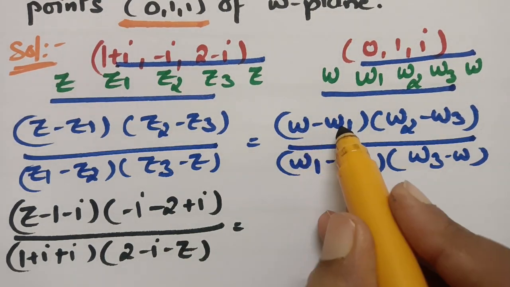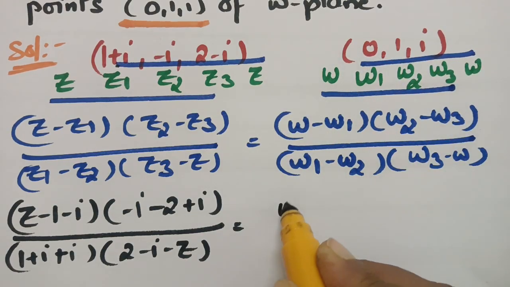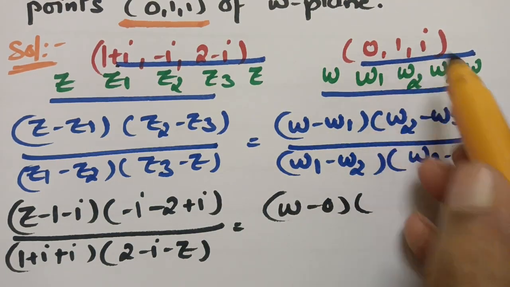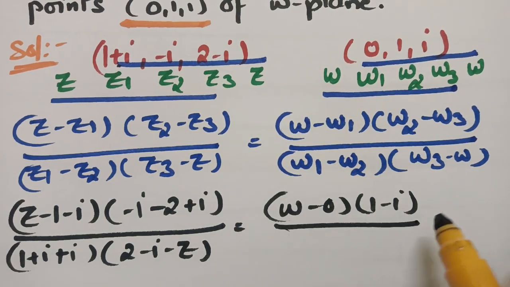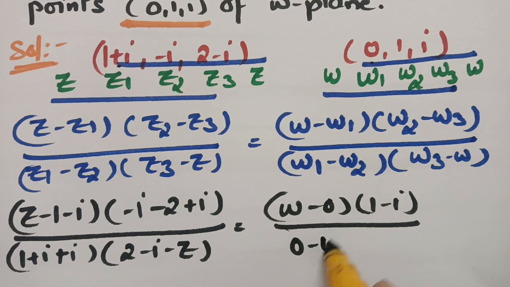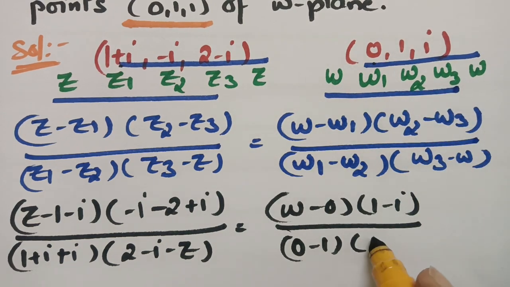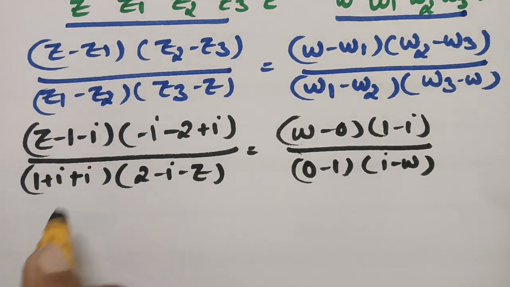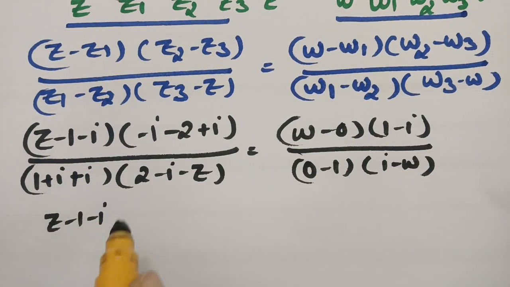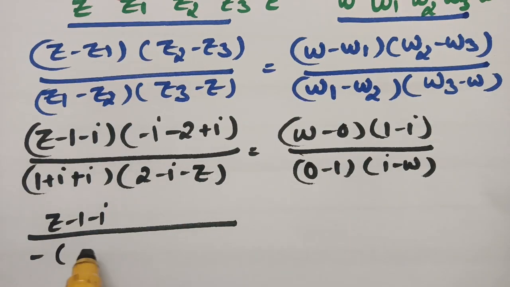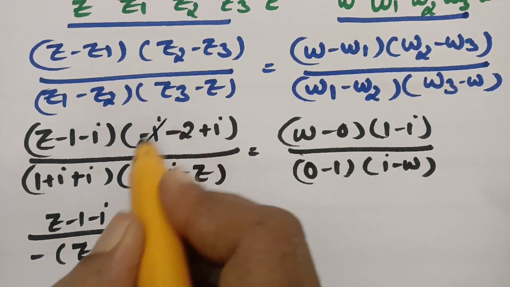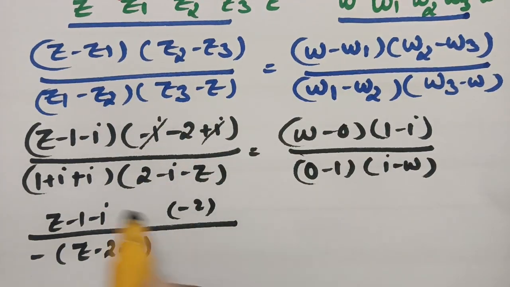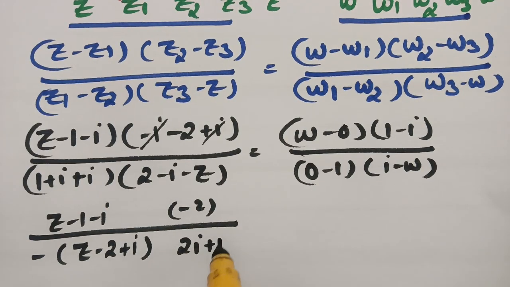Clear? And next, w minus w1, so w minus 0. And this will be 1 minus i. And later, this will be 0 minus 1 and this is i minus w. Now see here, I am keeping all the z at one position and constants at one position. So this is z minus 1 minus i, and here, if I take minus common, this will be z, this is minus 2 and this is plus 2. And see here, this plus i and minus i got cancelled. This value is minus 2. This is 2i plus 1.